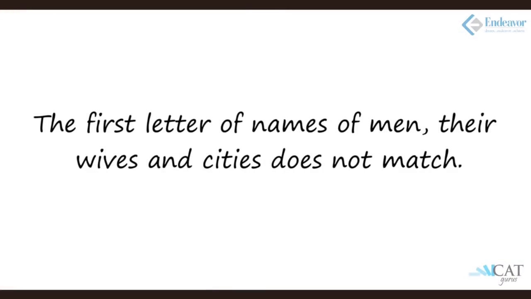The conditions that are given to us are that the first letter of the names of men, their wives and cities does not match. That means if there is a Rajiv, he is not married to Ravina and he is not coming from Rampur. Similarly, Ravina is married to somebody but Rajiv, and she is not coming from Rampur. So these are very visible indications.